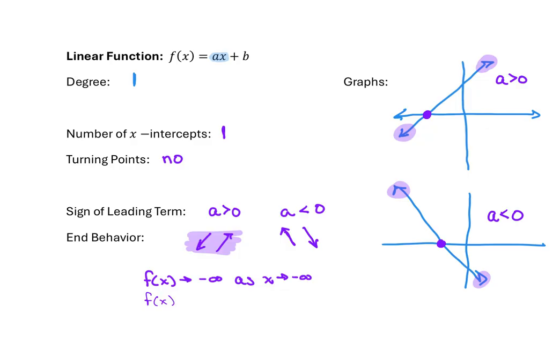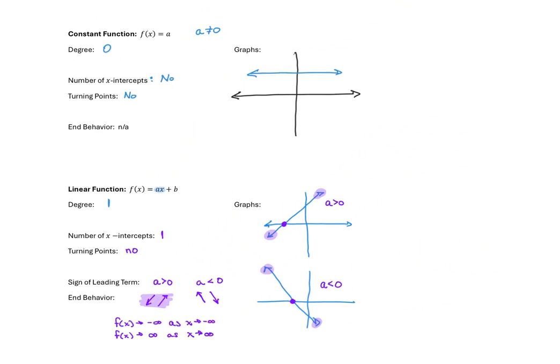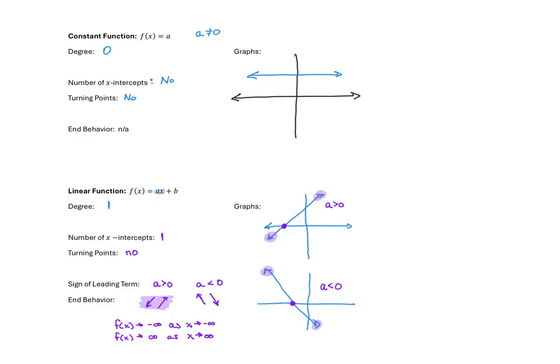We do have to also include the second part of this. We have f of x goes towards positive infinity as x goes towards positive infinity. This little arrow, the one on the left, is the first statement. The arrow on the right is the second statement. If you want to do the other one, we just need to flip our infinities around on our f of x's. All right, so these are the first two that we have that are technically polynomial functions.